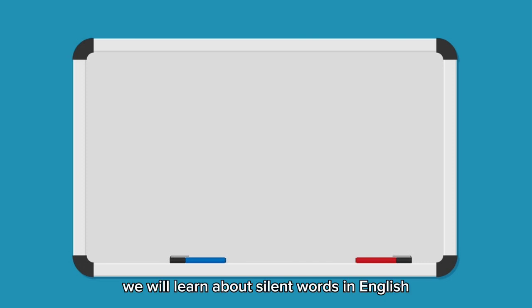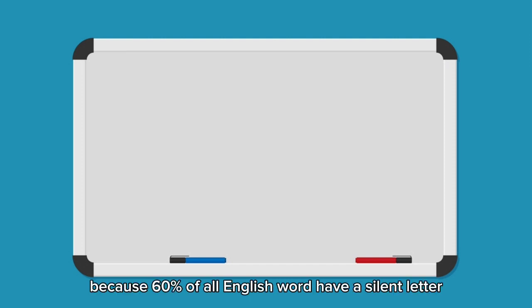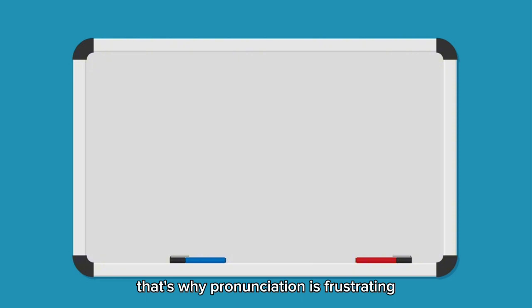This week's lecture, we will learn about silent letters in English. Why is this important? Because 60% of all English words have a silent letter. That's why pronunciation is frustrating. So, without further ado, let's begin with the letter A.